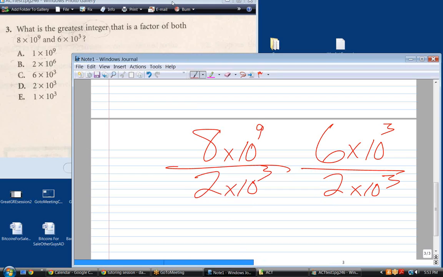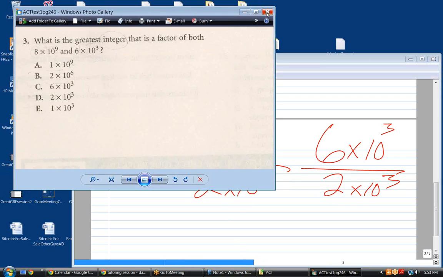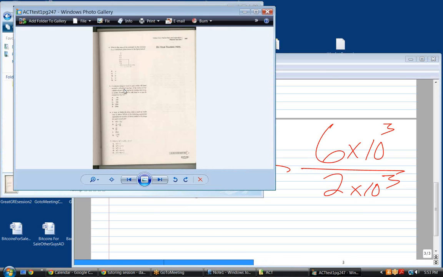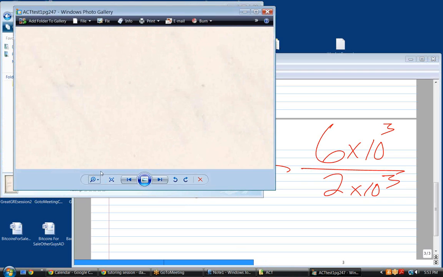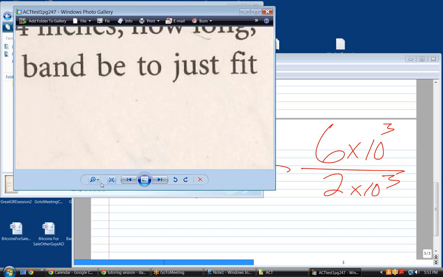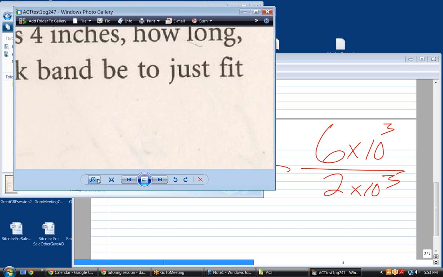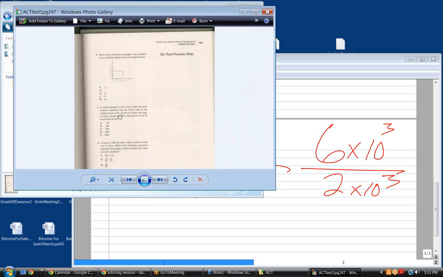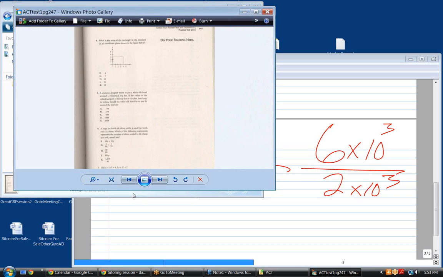Okay? Let me open up another page here. I've got like 8 of these practice tests. Each one of them has 60 questions in it. So I've got gobs of material. If I can just figure out how to size it so that we can see it. Hold on.